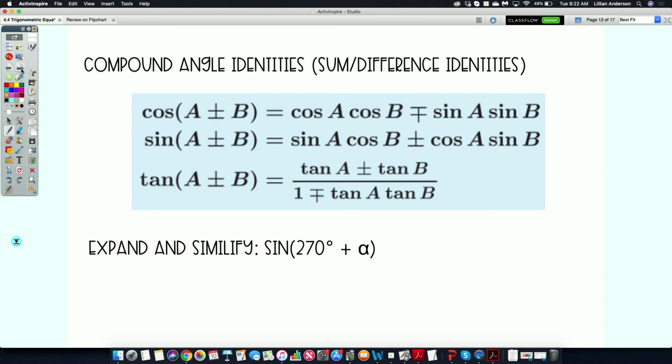Compound angle identities. Back in pre-cal, they were known as your sum and difference identities. That's why I put in parentheses, maybe to trigger your memory for those of you who took pre-cal. These are your different compound angle identities. These are used when you have two angles being added together, A and B, or being subtracted from each other, and asking you to take the cosine. That's why you can't distribute the cosine into that parenthesis, because it's a whole other identity in itself. Okay?